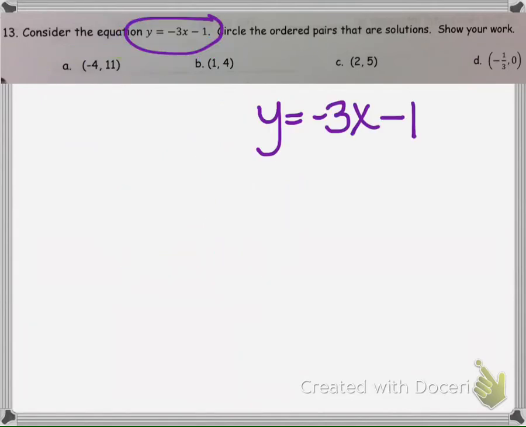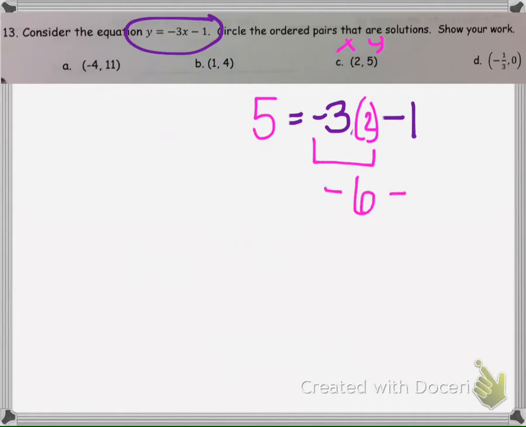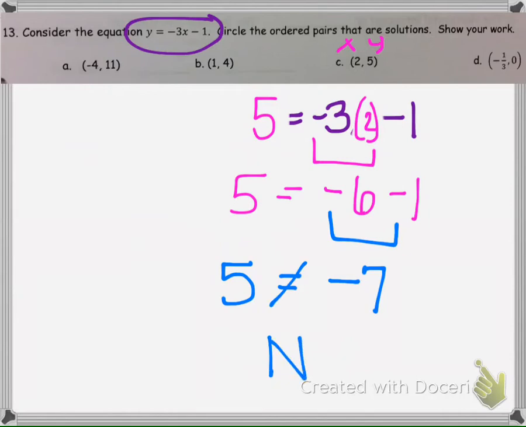Okay, so now let's check point C. So if I plug in 2 for x and 5 for y, let's see if that would work. So I'm going to get rid of the x, plug in a 2, get rid of the y, and replace it with a 5. So negative 3 times 2 is negative 6. And then negative 6 minus 1 is negative 7. They do not equal. So no, it is not a solution. It is not a point on y equals negative 3x minus 1's graph.